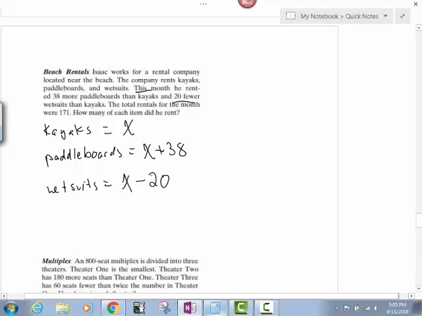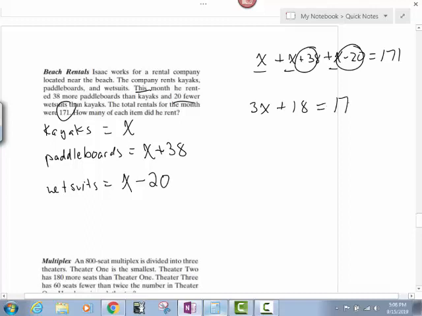Now it says the total rentals for the month was 171. So that means that the kayak rentals plus the paddleboard rentals plus the wetsuit rentals has to add up to 171. Okay? So now, if you notice, I have 3 X's. When we add them together, that is a 3X. Plus 38 and minus 20 would give me a plus 18 equals 171. We're going to go ahead and subtract 18 from both sides.